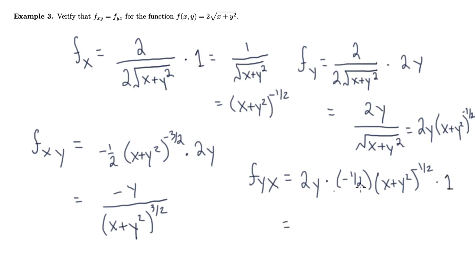Now look at this. The 1/2 cancels with the 2, and that's 3/2, sorry. Bring down the negative 1/2 and subtract 1. And what are we left with? Negative y over x plus y squared to the 3/2, which is exactly the same thing as we got when we took the derivative with respect to x first and then y. Amazing.